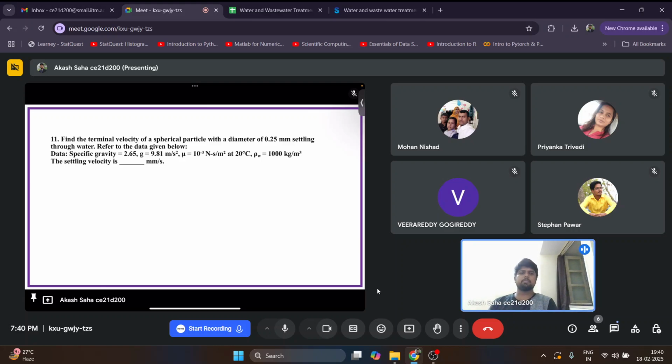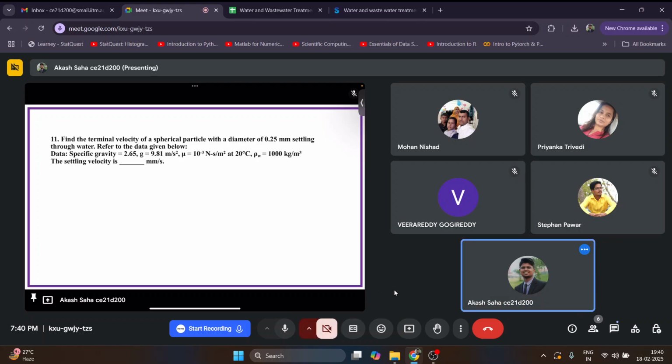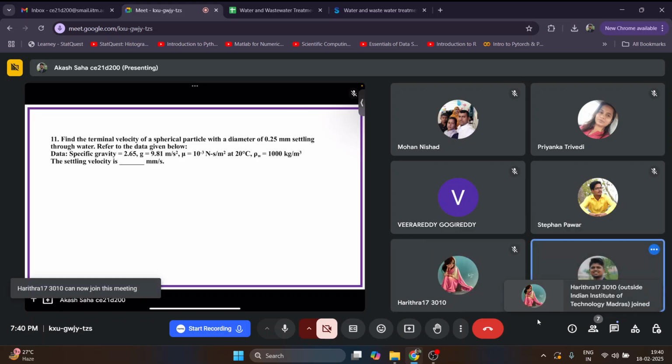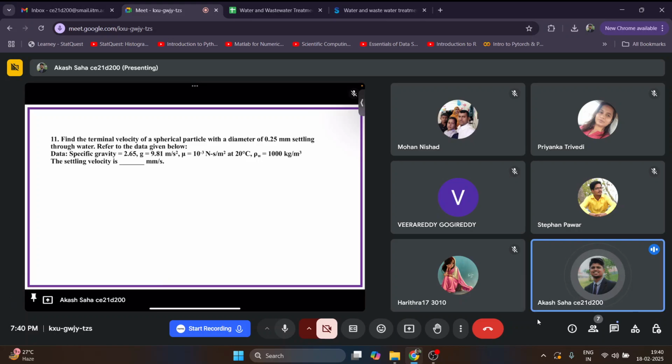Can someone quickly tell me what will be the settling velocity? Please try it out. I'll wait for some time. If you have any doubt, you can ask me regarding this question or anything. Please try to calculate the settling velocity. Here all the data has been given, so you just have to calculate the settling velocity.